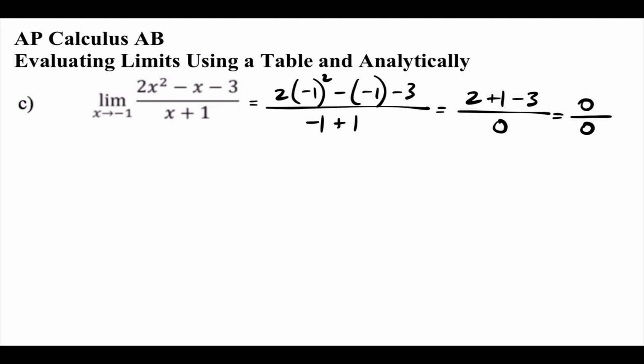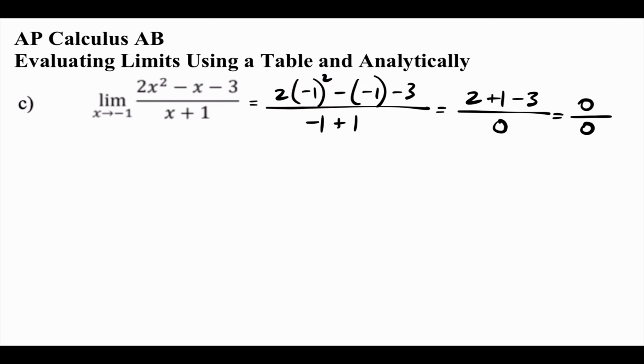So I did exponents first. So -1 squared is 1 times 2 is 2. These guys change because I'm subtracting a negative. They change to a positive, and then I just add and subtract. So I got 0 over 0, right?